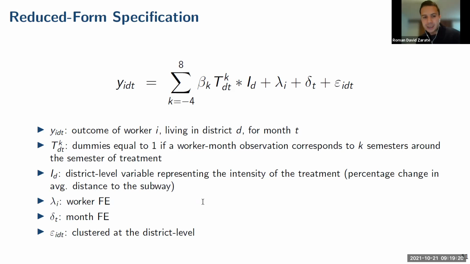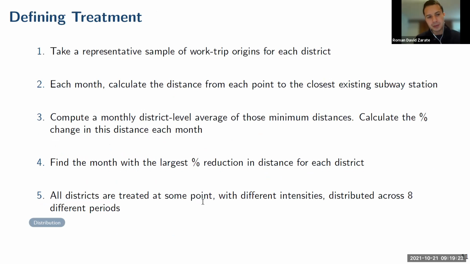Because you have all these expansions in the city, it is very important to define the treatment. The way that we define the treatment is that we take a representative sample of work trip origins for each district, and each month we calculate the distance from each point to the closest existing subway station. When we observe the biggest change for a district, we say that that district is treated. This is a very restricted way in which we're defining the treatment. We are working on defining a continuous treatment, but those results are not available yet.